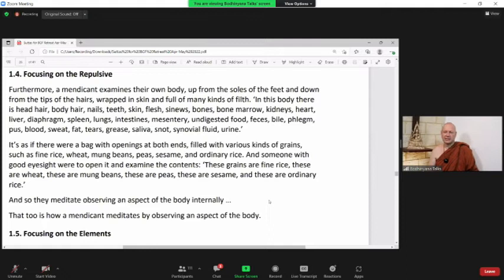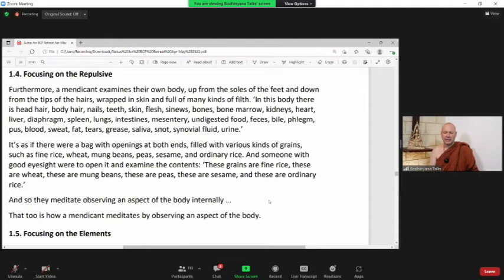ordinary rice. In the same way, you observe or contemplate or reflect on an aspect of the body internally, externally, both internally and externally, etc., etc. That too is how a mendicant meditates, by observing an aspect of the body here.